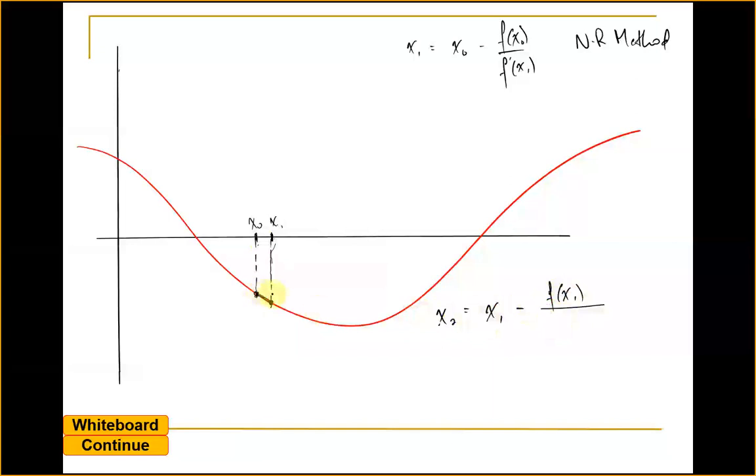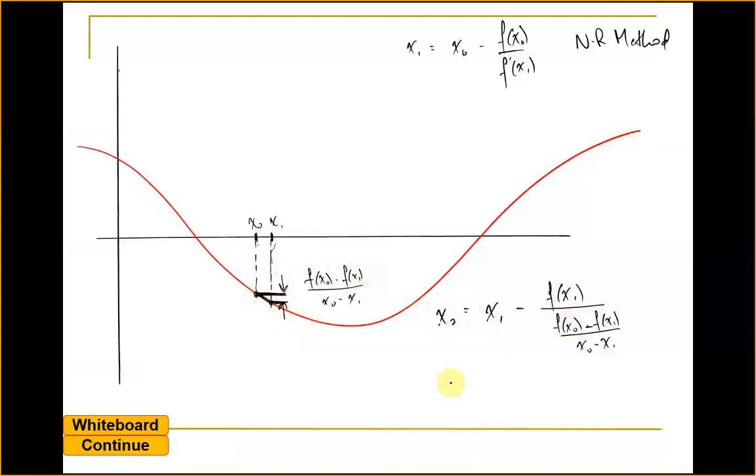And how do you estimate that slope? Rise over run, right? So rise would be f of x0 minus f of x1, and run is x0 minus x1. Everybody see that? That's what would go here in the denominator: f of x0 minus f of x1 over x0 minus x1.